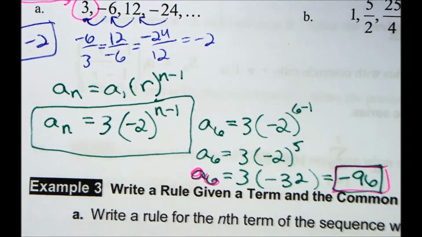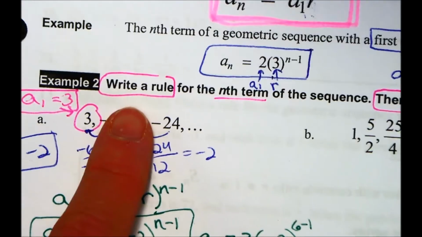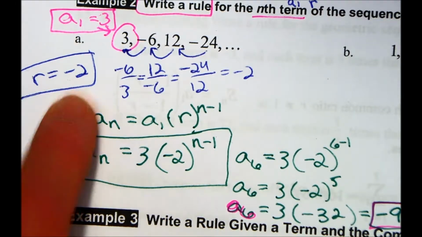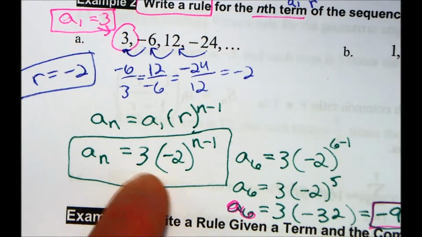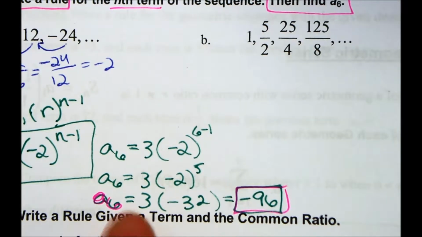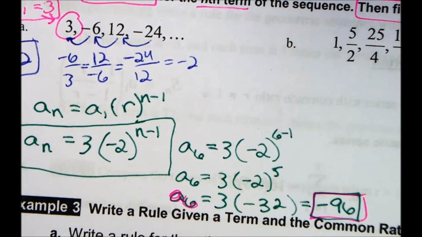So we completed the instructions, which were to write a rule, which we did here by finding our ratio and plugging in our first term for a sub 1 and r, and then we found a sub 6 by putting 6 into the rule for n. Great, so moving on.